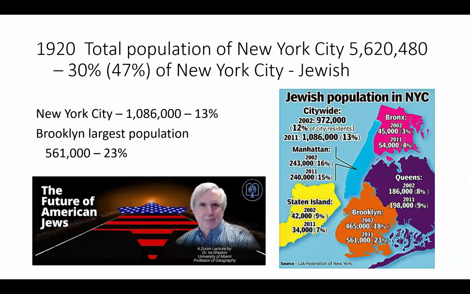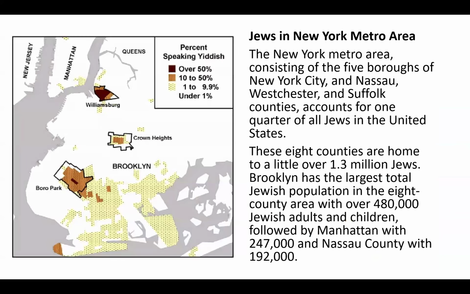And so the emphasis is no longer on the Lower East Side, which is today a Chinese-dominated neighborhood, but the various areas in Brooklyn, especially the Hasidic areas, have a sharp rise in Jewish population. In the five boroughs, plus Nassau, Westchester, and Suffolk counties, account for about 1/4 of all the Jews in the United States.